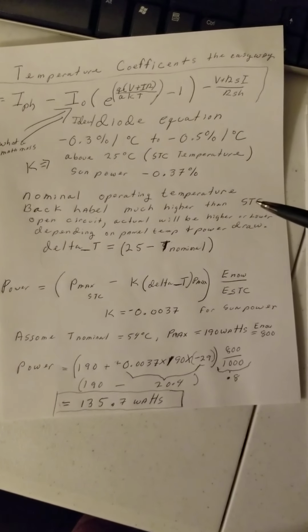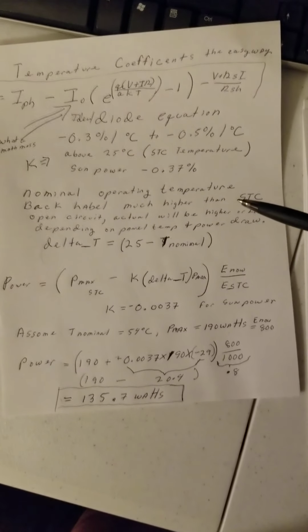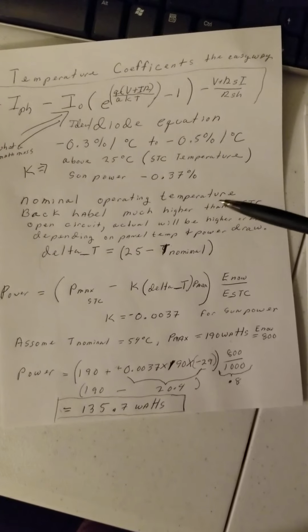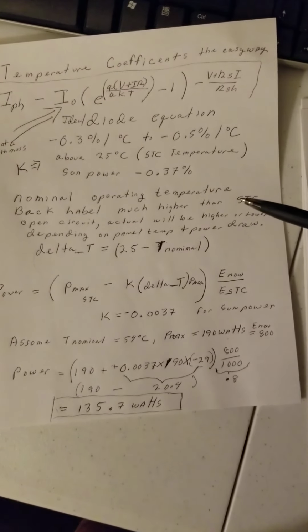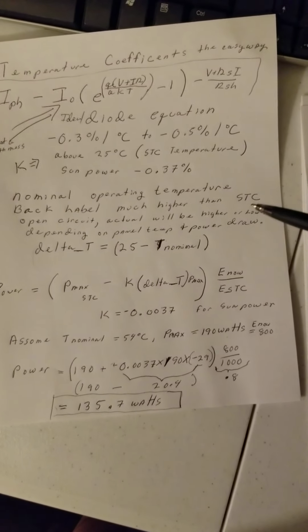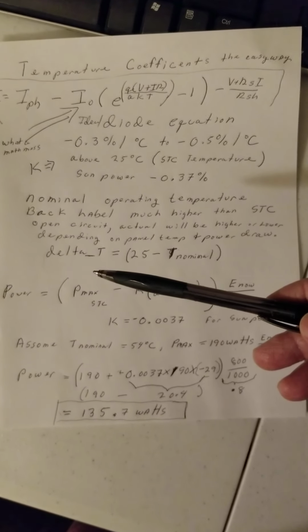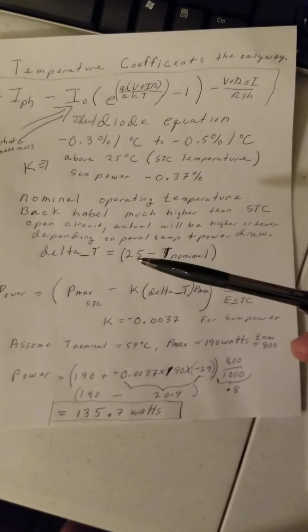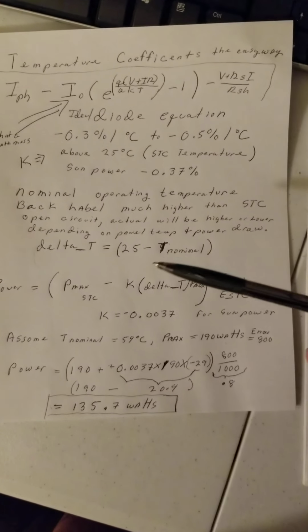Now, the nominal operating temperature on the back of the label is much higher than the standard test condition. It usually varies between 45 to 50 degrees, depending on the manufacturer. And that's well above the STC temperature of 25 degrees. So we're going to calculate a delta T of the STC temperature of 25 minus the T nominal value.